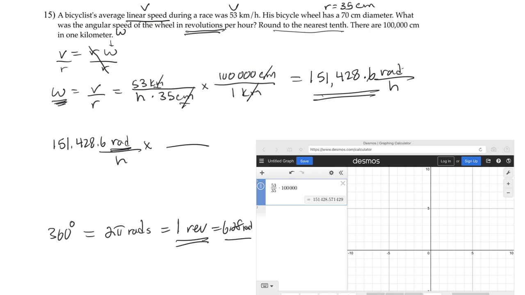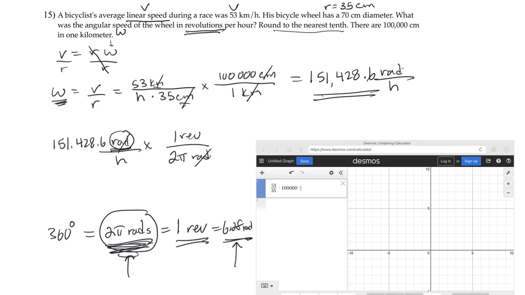So I need to do revolutions, and I need to do radians. I could use this one or this one. I always choose to use this one because it's exact, whereas this is rounded. So I'm going to use that one. So I want to get rid of radians, so I'm going to put the 2 pi radians on the bottom, and then the 1 revolution up top. So then I just have to take that answer that I got before in there, and I have to times that by 1 over 2 pi.